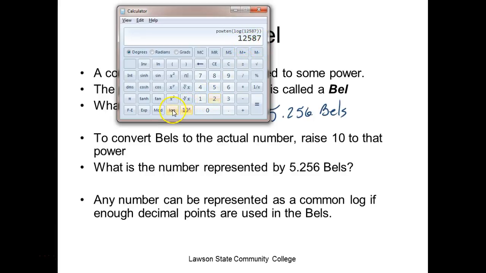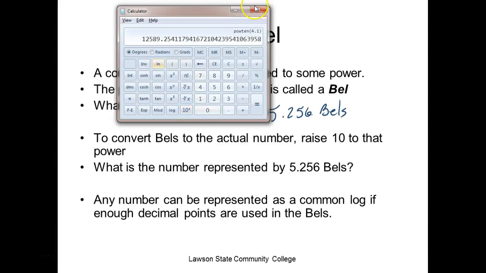12,587. Are we okay? But look how many digits it took to get that exact. What if I say 4.1 and then raise 10 to that power? I come up to almost the same number. It's not as accurate, but now I'm representing it with fewer numbers. Do you understand that? It's still close enough for communications because we deal with so many approximations anyway. So normally we would round these bels off.